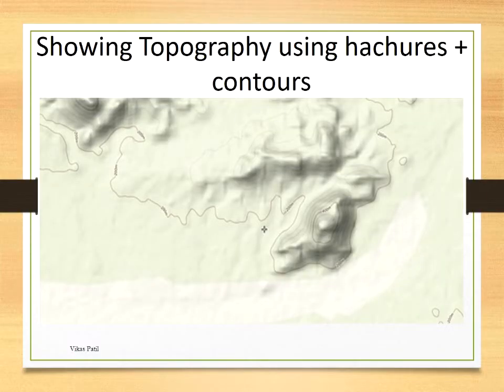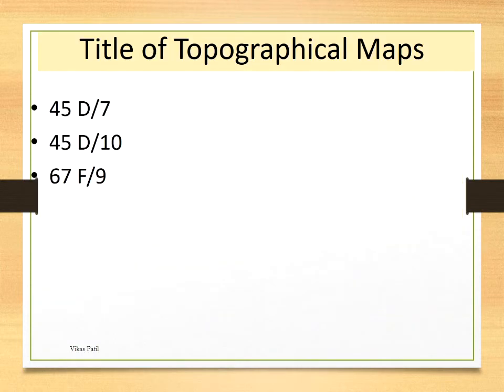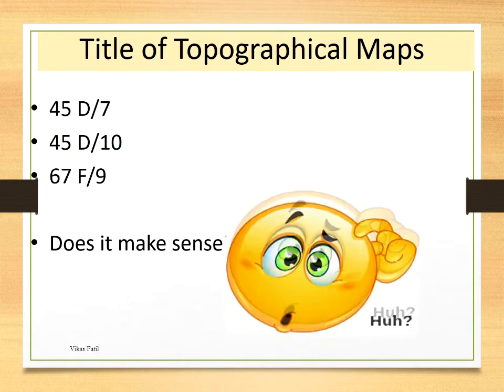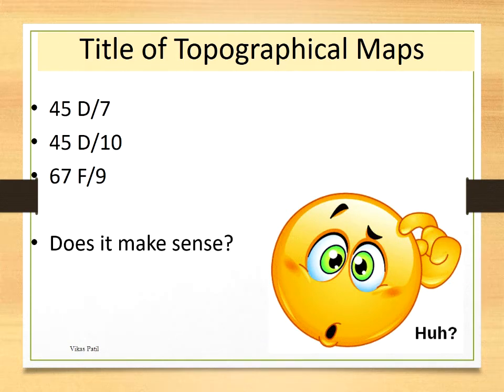Now, topographical maps can use hatches and contours both. So the shading patterns would tell us the slope along with the contour lines. Titles of topographical maps can be very funny. Some examples are 45D/7, 45D/10, 67F/9. Does it really make sense? Well, they do. Let's see how.